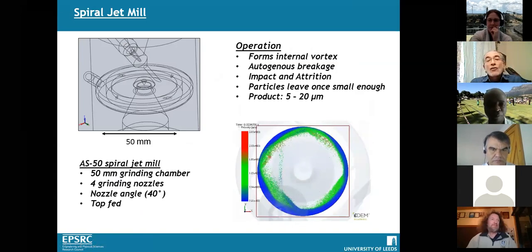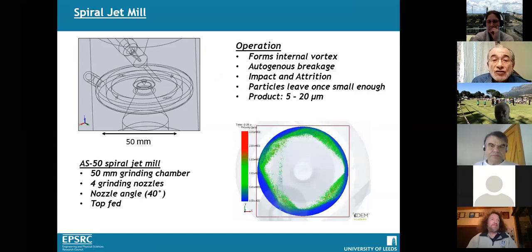Great, thank you. So we have this internal vortex, which is induced by these high pressure nozzles. The breakage is autogenous, by impact and attrition. And in practice, when the particles become small enough, the radial component of fluid velocity entrains them out of the mill. So the product size is typically 5 to 20 micron, although in this simulation we are not considering that, as I said.